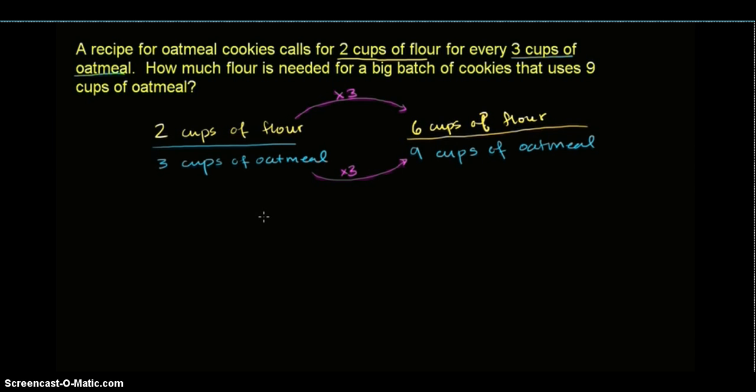Another way you can think about it: you could set up a proportion. You could say 2 cups of flour over 3 cups of oatmeal.